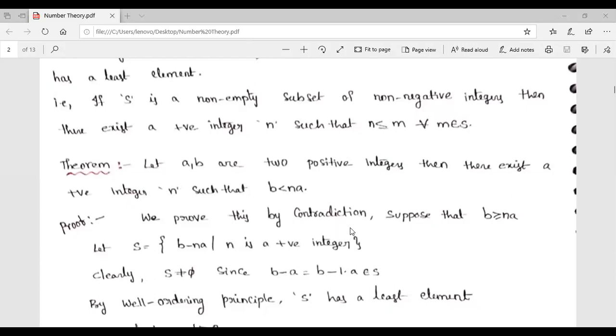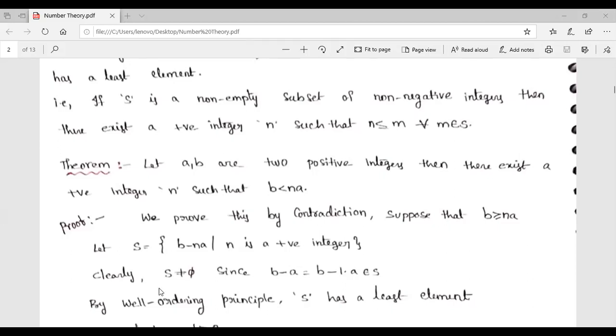The contradiction statement is, suppose that b greater than or equal to na. So let S be a set; we define S as the set containing the elements b minus na such that n is a positive integer.